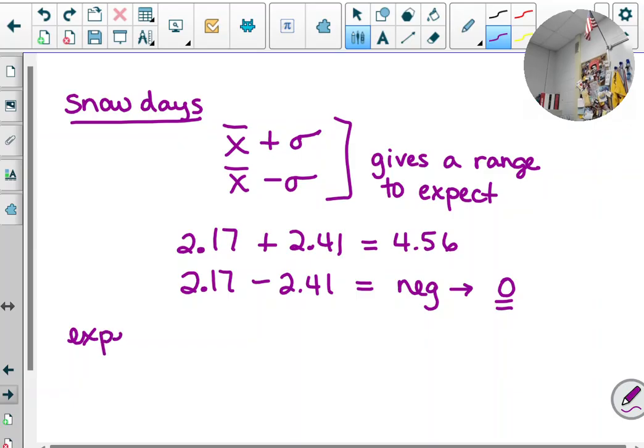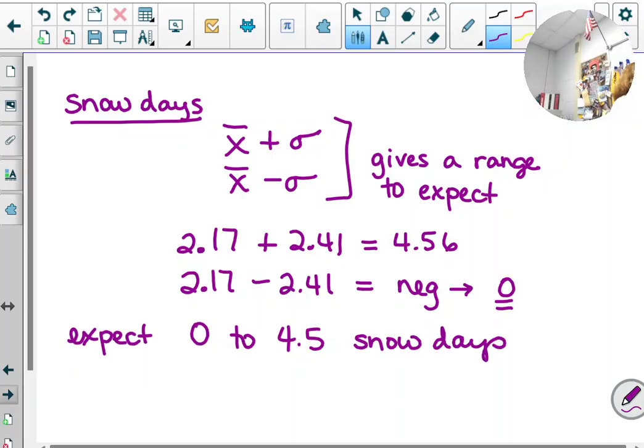So if I had to make another statement, I could say I expect 0 to about 4.5, so maybe I round that to 5 snow days. If you were going to bet on a number of snow days, 0 to 4 is probably a pretty safe bet. 2 is a really good bet because that's usually the average. One year might be 8 and one year might be 0. But over the long run, we're expecting about 2 per year.